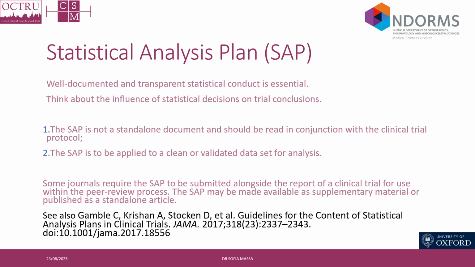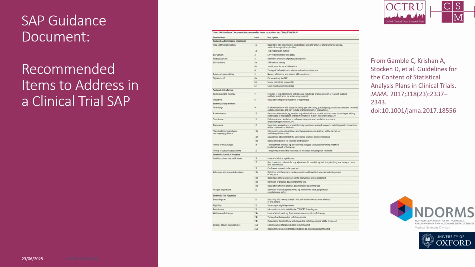There are also some guidelines that have been published for the content of statistical analysis plans in clinical trials. In the published guidelines, there are specific items that need to be addressed in a clinical trial SAP. This is an example reported here, but all the sections that need to be reported and all the items that need to be described are specified. Therefore, it's easier to prepare the SAP because we know all the steps that need to be followed and all the sections that need to be addressed.